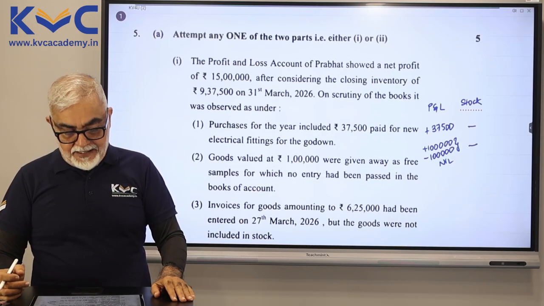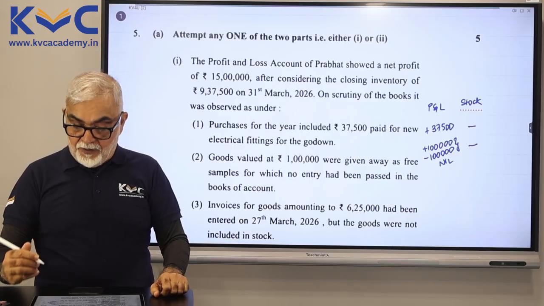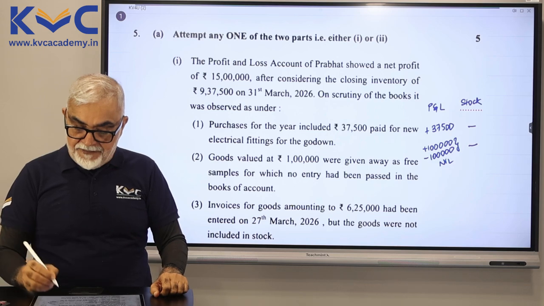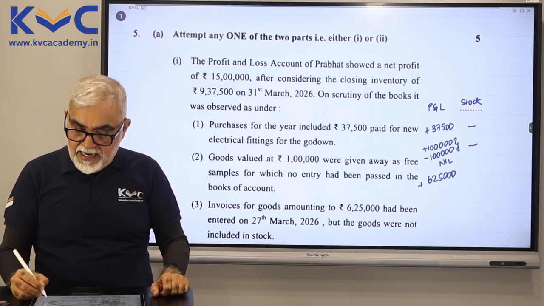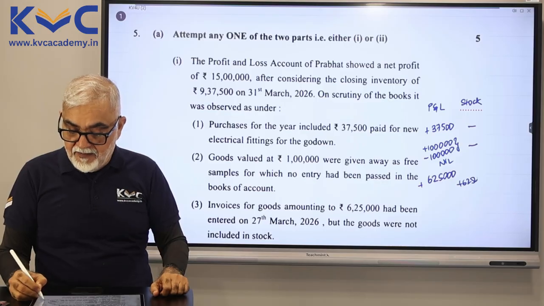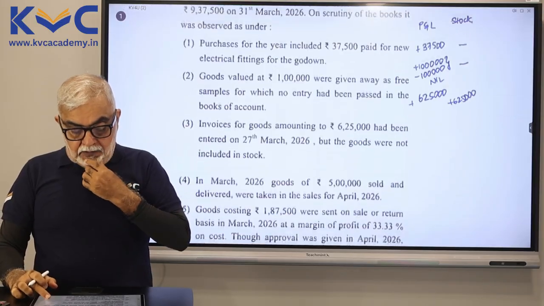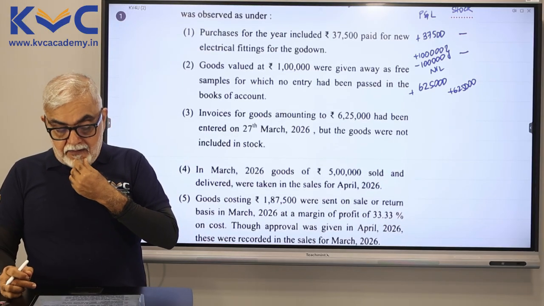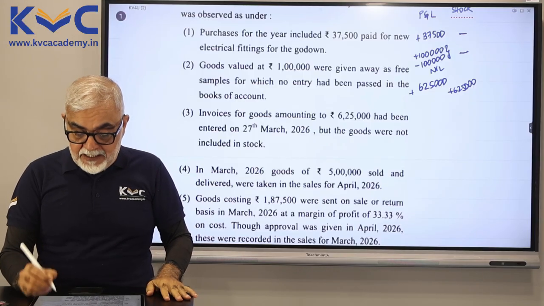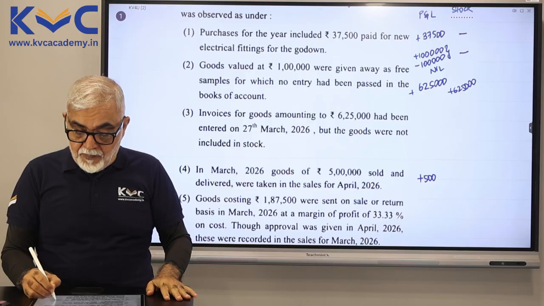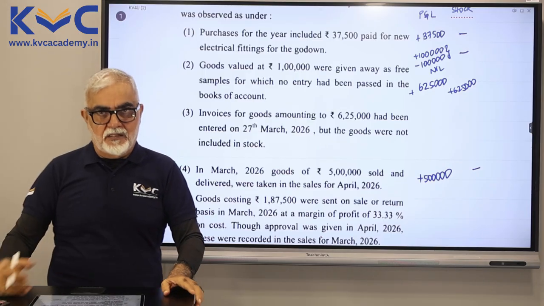Invoices of 6,25,000 but goods were not included. Therefore, what I have to do, it will affect both the places. Stock is going up and the profit therefore also will go up. Okay. Then goods of 5 lakh have been sold and delivered, but the sales was taken in April. So this is a profit for this period. But does it affect my stock? No, because the stock valuation was made on 31st of March.